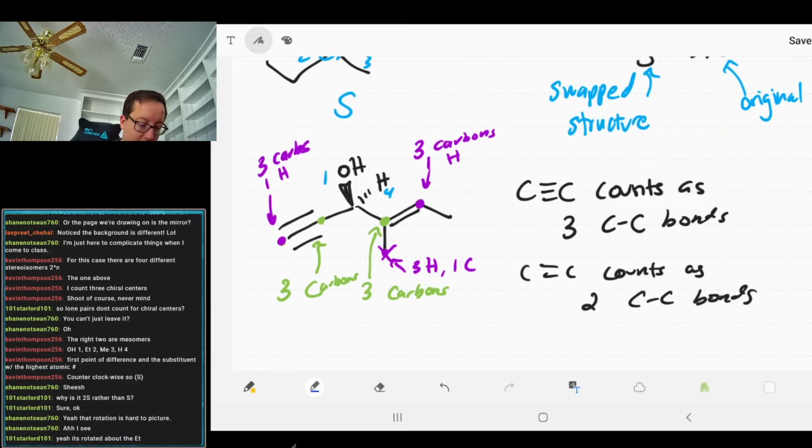And so we then go to our next one. We have now a third point out. The third point out here is a hydrogen. The third point out there is a carbon, right? So we're going to see that this side is going to win as a result. We keep moving away from our chiral center, and we're going to make our determination.